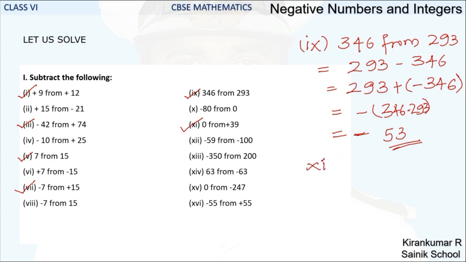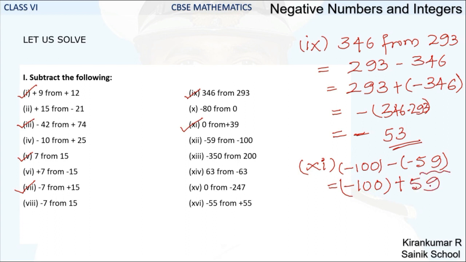Question 11. Minus 100 minus of minus 59. We are going to subtract minus 59 from minus 100. This question I'll change into an addition question. So minus 100 added to the changed number, which is 59. So addition of unlike signs, we need to subtract by taking the minus sign. So the result obtained is 41 but minus 41.